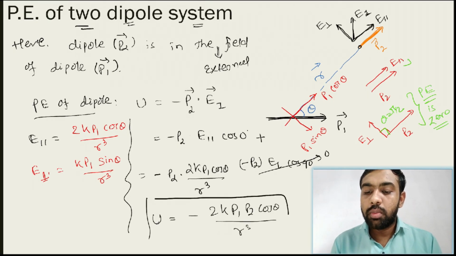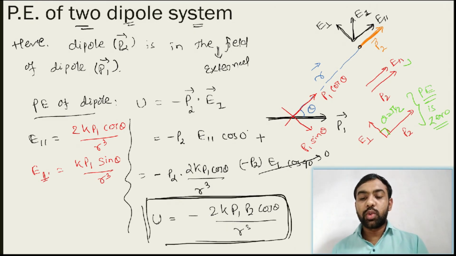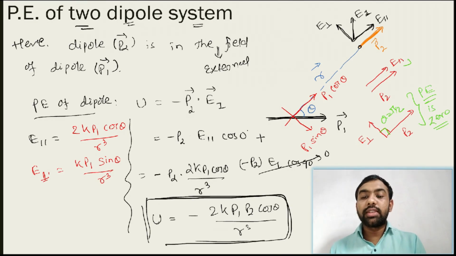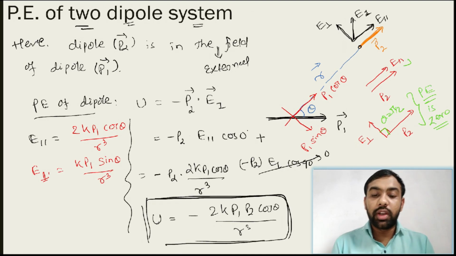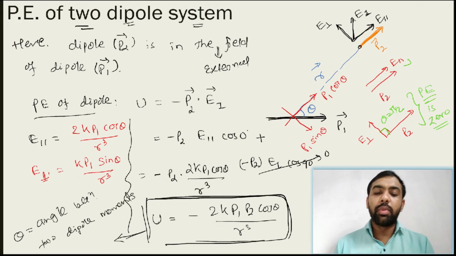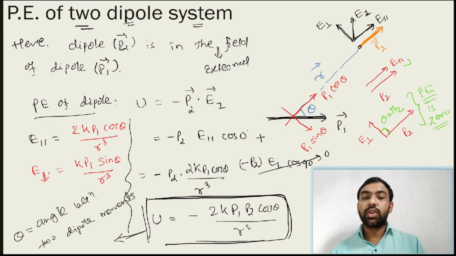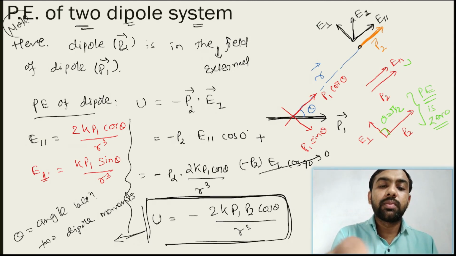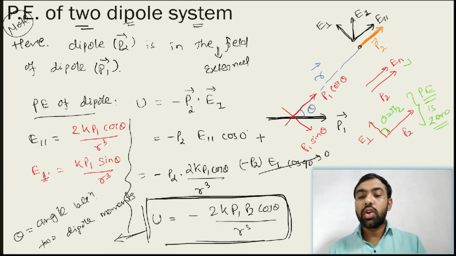सो दिस इज द potential energy of a two dipole system. This is the potential energy of a two dipole system where theta is the angle between two dipole moments. Here theta is the angle between two dipole moments. You must note it. Okay. What is this theta? Theta is equal to the angle between two dipole moments. Okay. So you get the final answer. Okay. All of you guys note this. This is again a very important note. Okay, all of you guys note it.